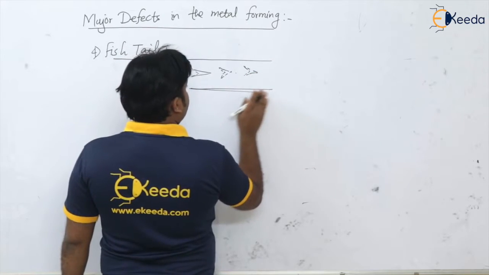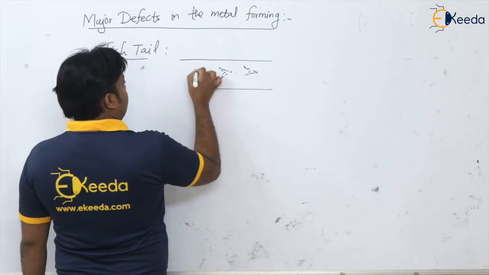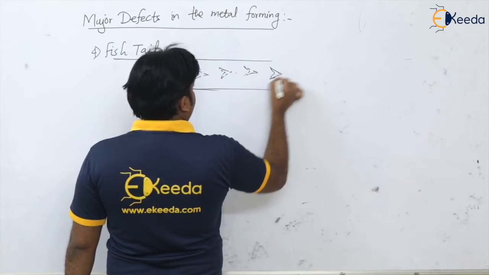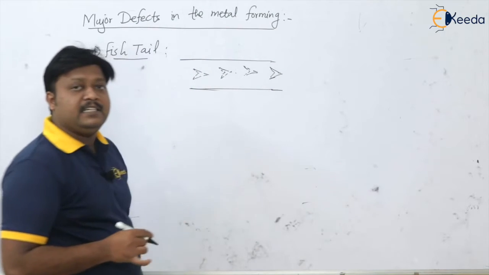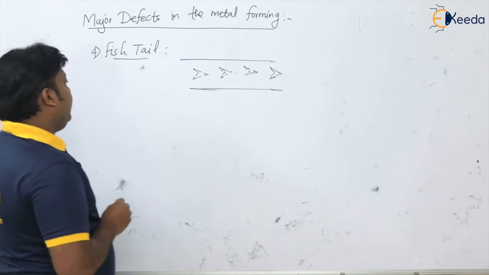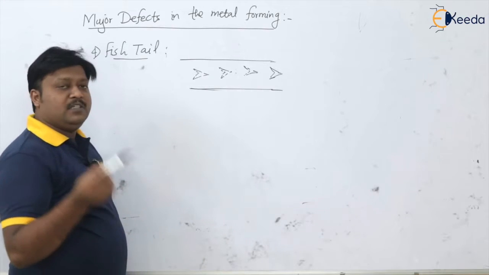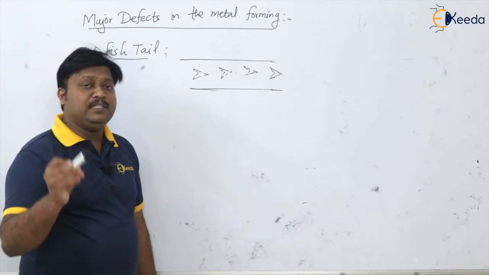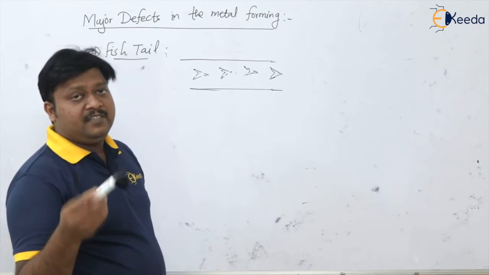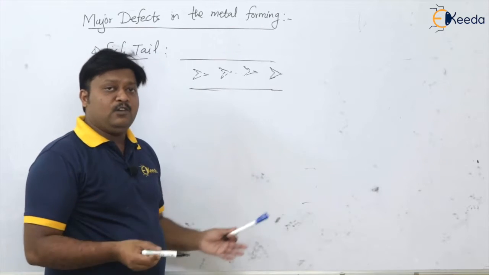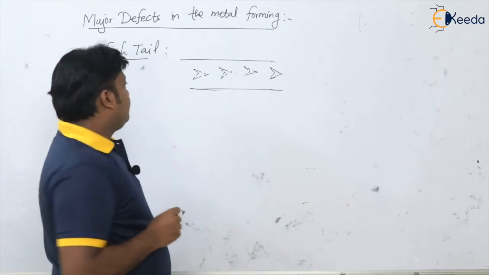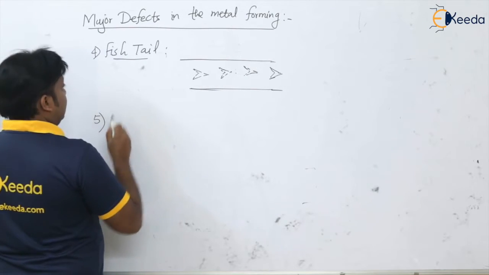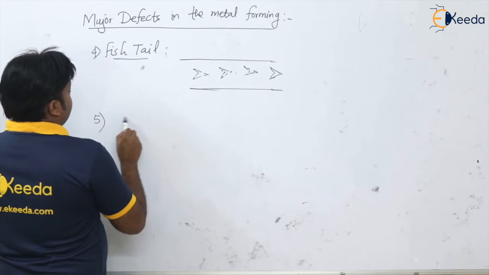So this is the fishtail defect, cracks like this. Fishtail again is a defect in the extrusion process. Fishtail, center burst, pipe defect, bamboo defect, these are related generally to extrusion, but please remember center burst is a defect which is normally seen in the wire drawing operation also.